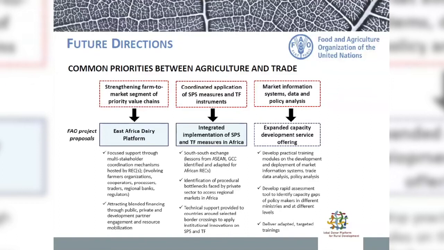On the value chain work, we have developed a project proposal for setting up the dairy platform in East Africa with the participation of specific countries in the sub-region. This also comes as a priority from work that has been done. FAO was involved in the preparation of the COMESA regional agricultural investment plan, and this is one of the priorities identified in it.